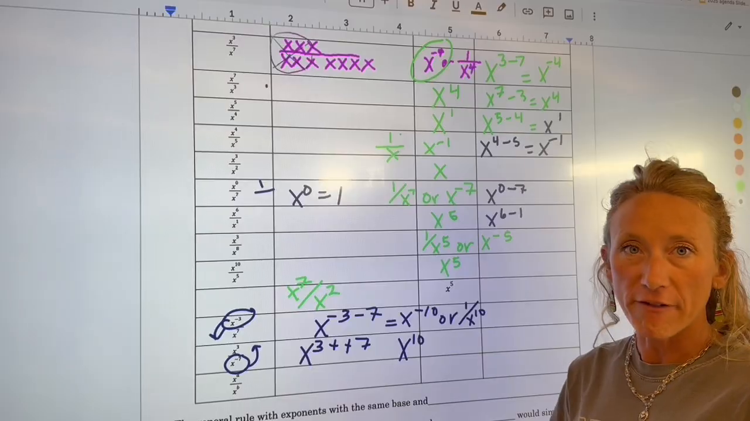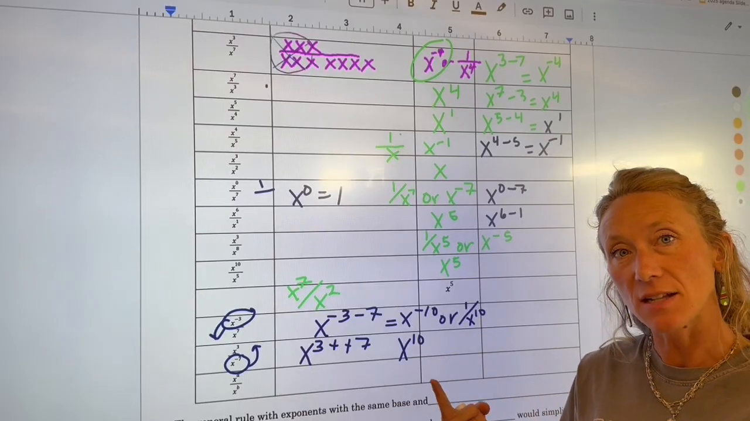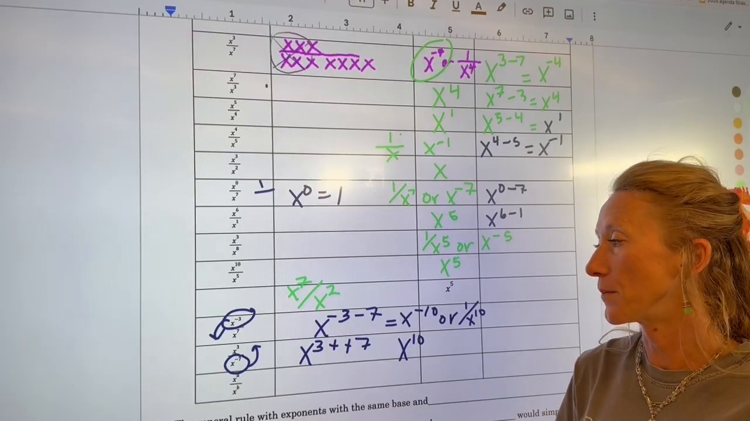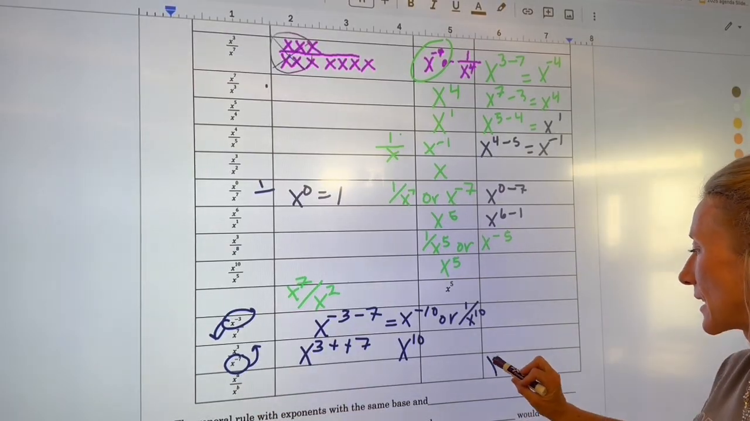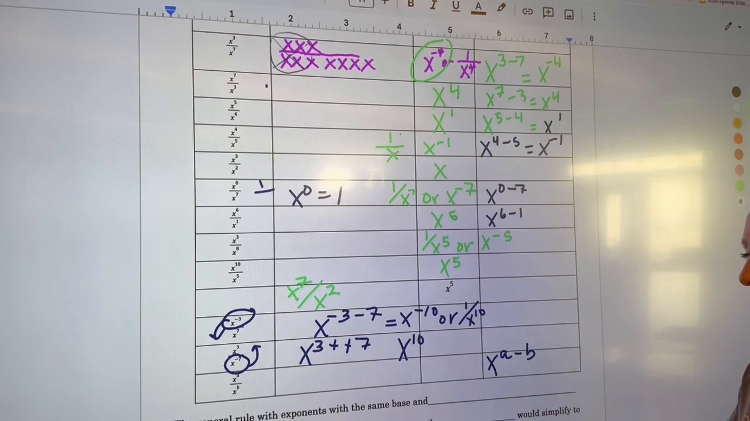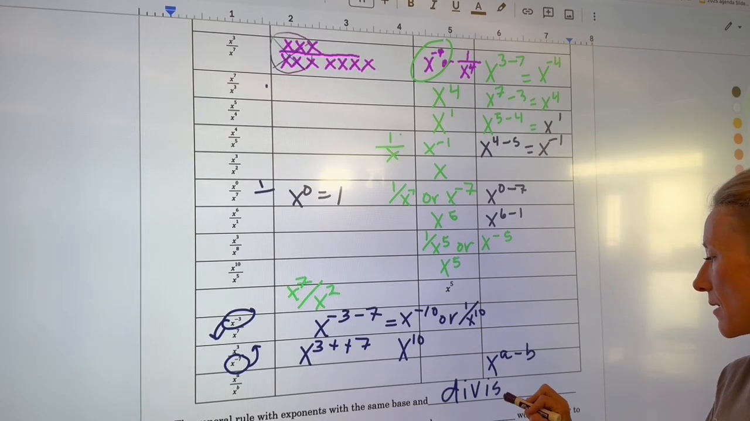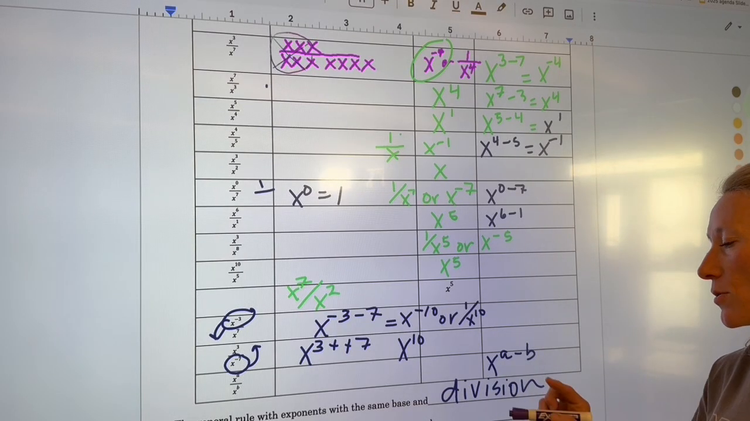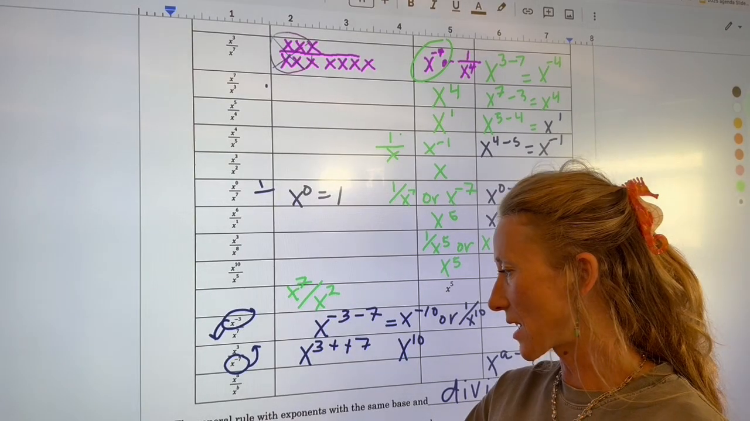Negative exponents are very tricky, so I'm going to give you an IXL with just negative exponents and exponents of 0. What is the law overall? The law is x to the a power minus b power. So the general rule with exponents with the same base and division is to, what did we do to the exponents? Not divide them, we subtract the exponents.